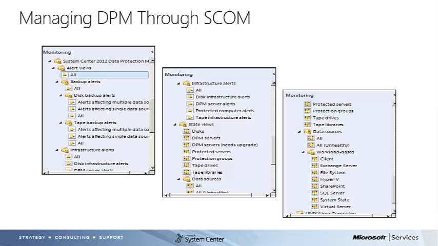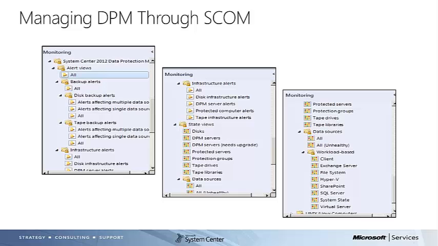Under here, you've got your alert views. Within the alert views, you can see all alerts. You can look at the backup alerts or the infrastructure alerts. When you look at the backup alerts, again, you can look at all, or you can drill down and look at disk backup versus tape backup. Within each one of those, you can filter down to all, or you can look at the alerts affecting multiple data sources, the alerts affecting a single data source.